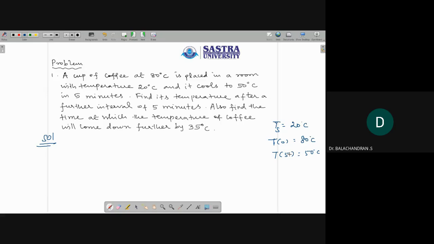We need to find the time at which the temperature of the coffee will come down by 35 degrees. That is, we need to find t when T equals 35. So when capital T equals 35, you need to find the small t. This is given in the question, and we need to find this. Once you understand this, you can easily solve the problem.